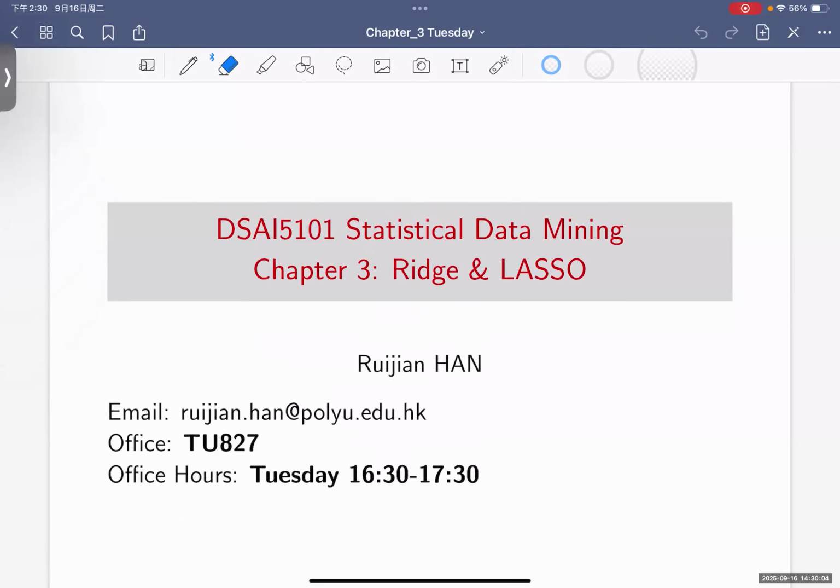In chapter 3 we will focus on two things: the ridge and the lasso, as two alternative estimates to the least square estimate. The main thinking is, why do we need them? We have already seen the least square is pretty good. Why do we need another two, the ridge and the lasso? Today we will focus on the ridge and try to give you some extreme case where the least square will have the worst result.